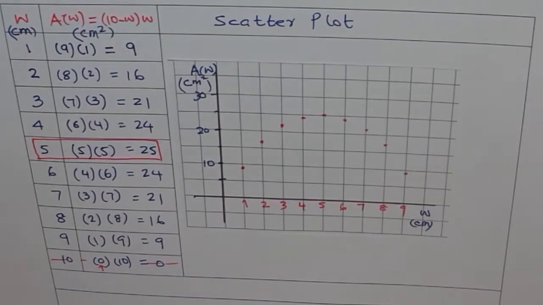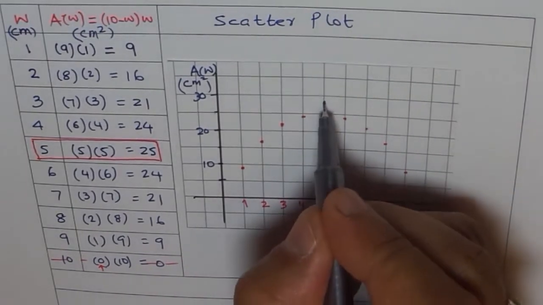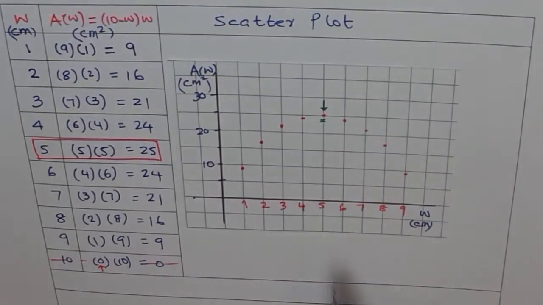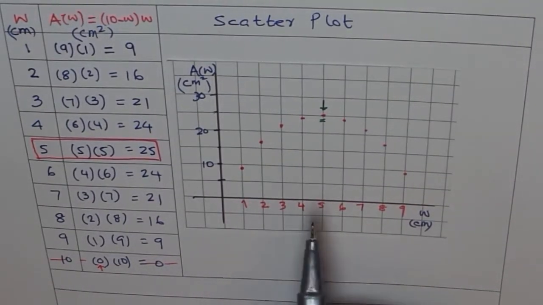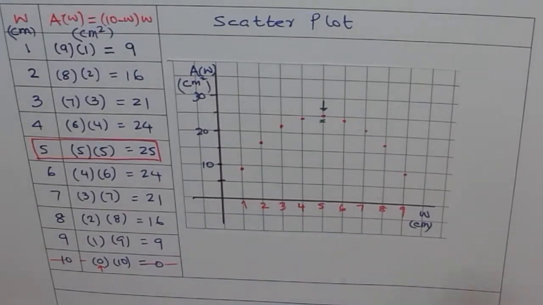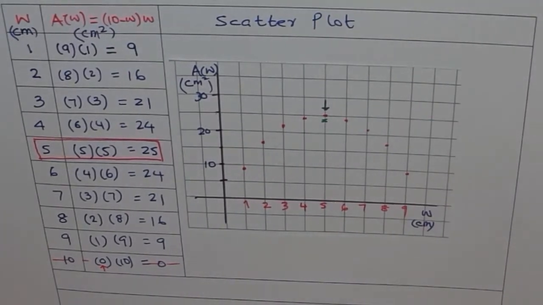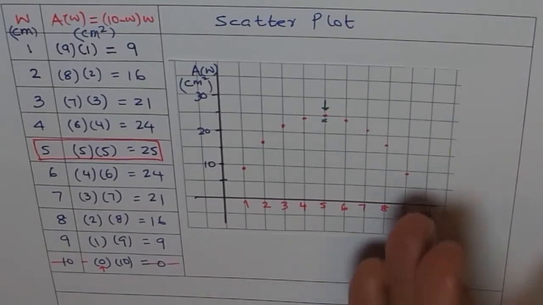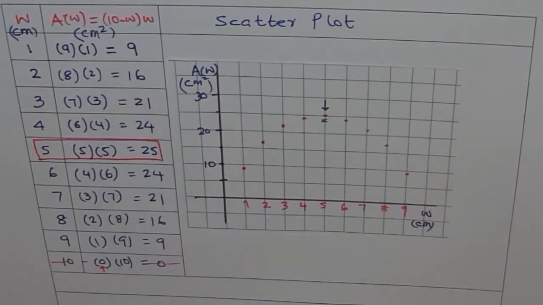And where is our maximum value? Here it is. Do you see that? That's the maximum. And the maximum is at width of 5. We get maximum area, which is 25. Do you get it? So we can solve this problem in many different ways. One, scatter plot, like we have seen here. Second, table of values, correct?